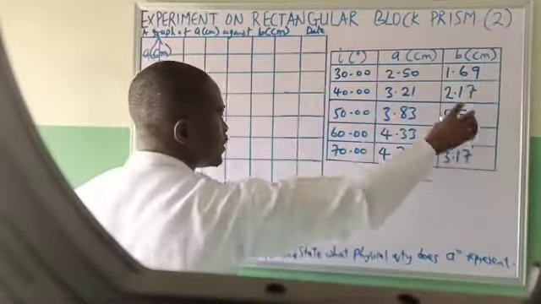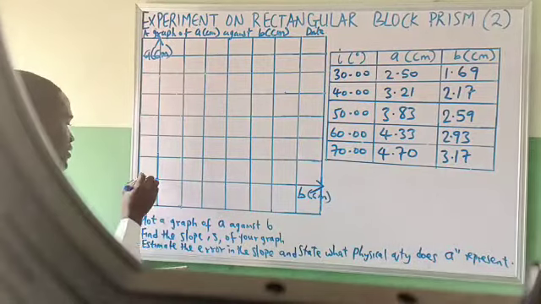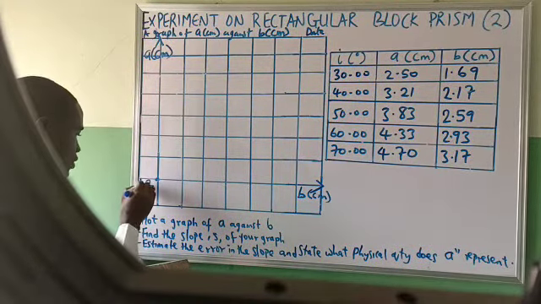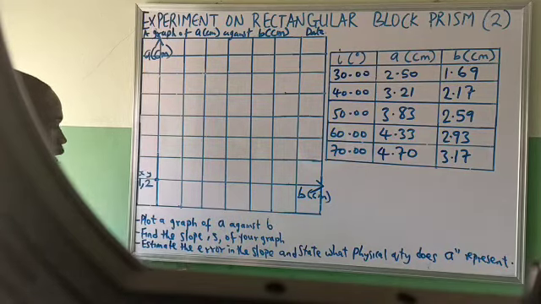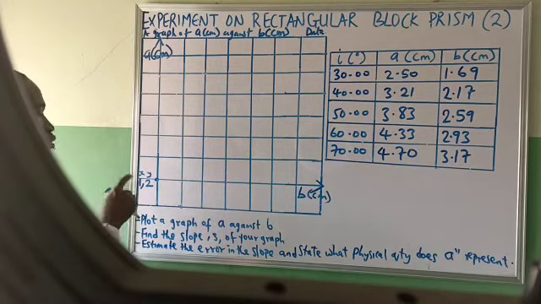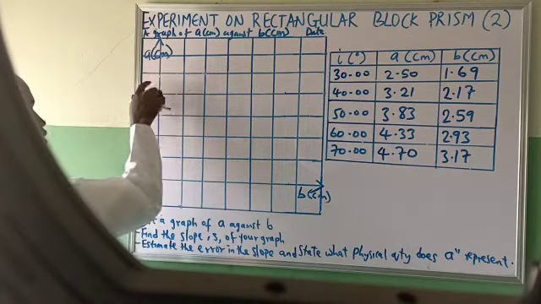Then for this B, the horizontal, let me start from 1. I will say 1, 2. This first one represents X, while the second one represents Y. That means I'm starting from 2. Now that will take you to know what we will put here.